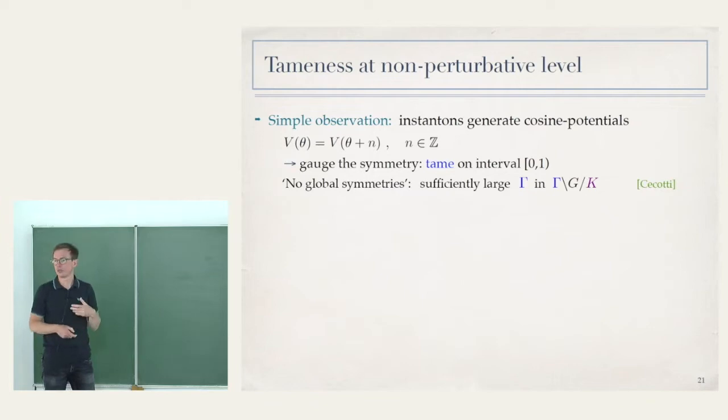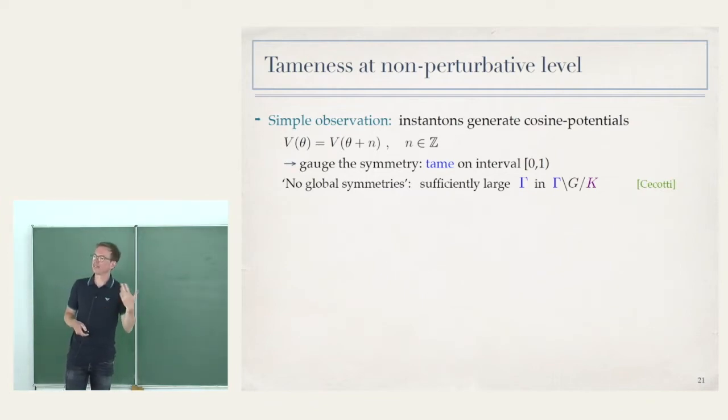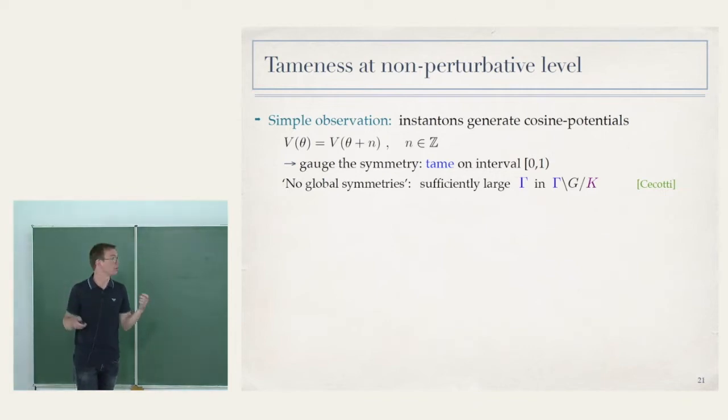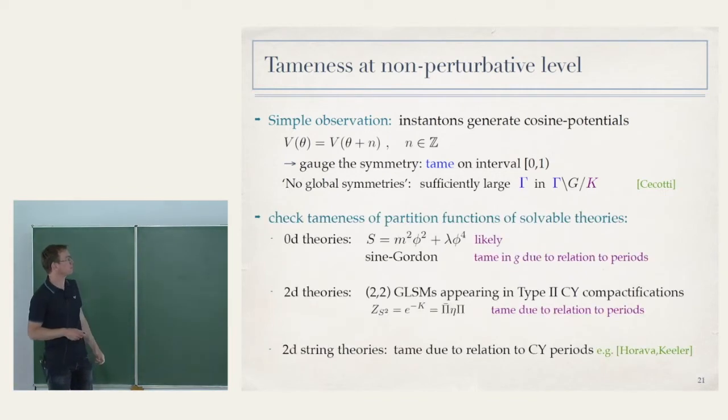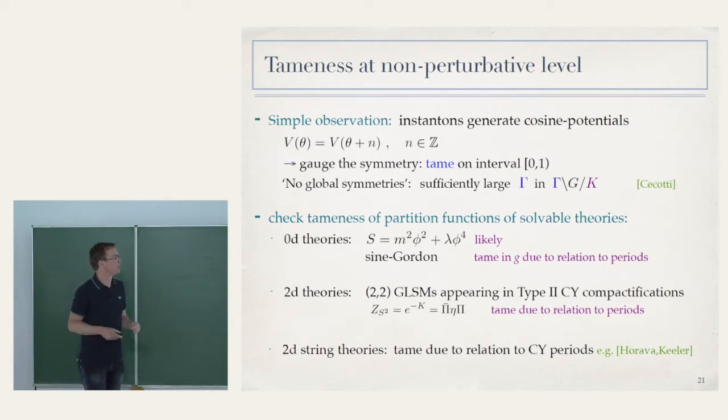And this is related to the idea that in a quantum gravity theory, you don't have global symmetries. So discrete global symmetries shouldn't appear. Now, that's not the end of the story. We actually tried to check this. What we did is we looked through the literature wherever we found non-perturbative results about quantum field theory. We checked if there is tameness, and in fact, there are a few examples.